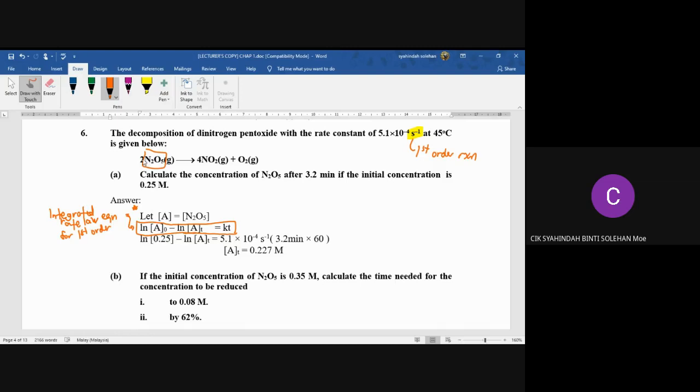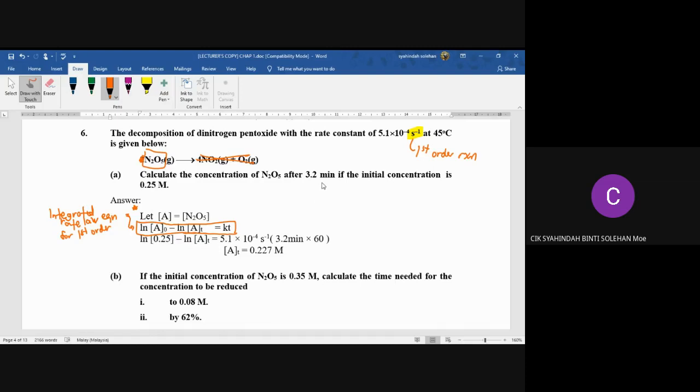Ingat kalau pasal order of reaction, kita memang tak ambil kira stoichiometric coefficient dan kita ambil kira reactant. Okay, so sekarang ni bila you dah buat let A, so you boleh gunakan saja A ni. Tak perlu nak gantikan dengan N2O5 every time, okay. So you masukkan saja concentration initial of N2O5 ialah 0.25 and this is something that you need to find.